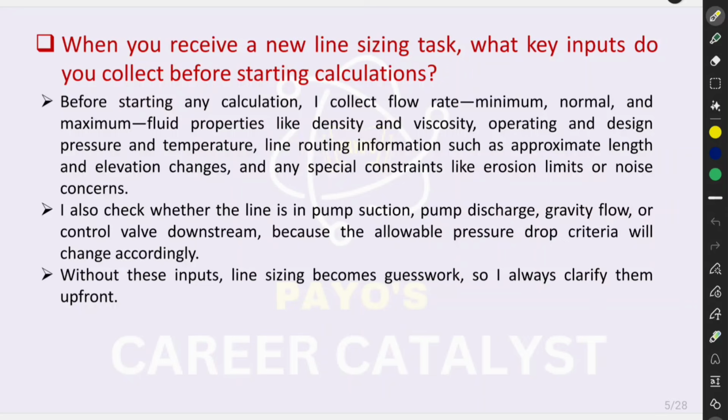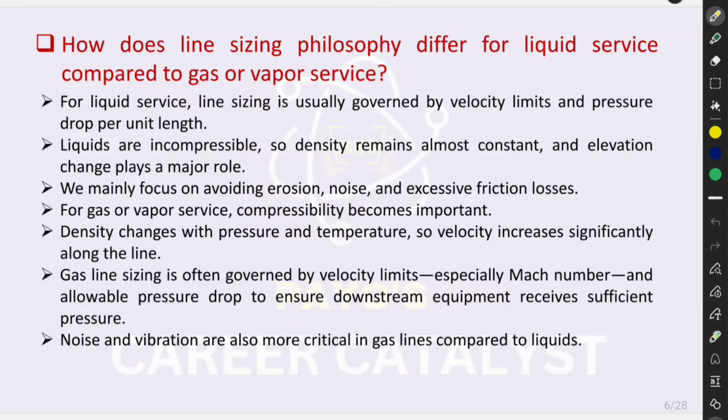Without these inputs, line sizing becomes guesswork. So I always clarify them upfront. How does line sizing philosophy differ for liquid service compared to gas or vapor service? For liquid service, line sizing is usually governed by velocity limits and pressure drop per unit length. Liquids are incompressible, so density remains almost constant and elevation change plays a major role. We mainly focus on avoiding erosion, noise, and excessive friction losses.